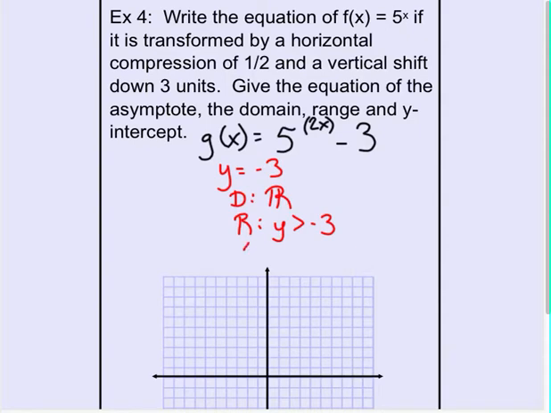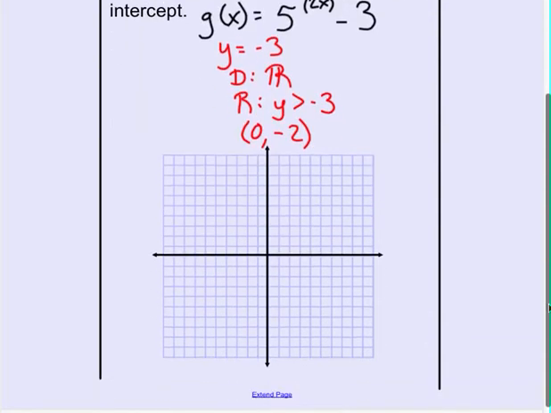And our y-intercept, substituting 0 for x, we have 5 to the 0 power is 1, minus 3 is negative 2. So a quick sketch of what this might look like: 0, negative 2, and our asymptote now is negative 3. So we have, and this one would grow really quickly, probably even faster than I did because the base is 5. So 5 to the second power would be off the chart already.